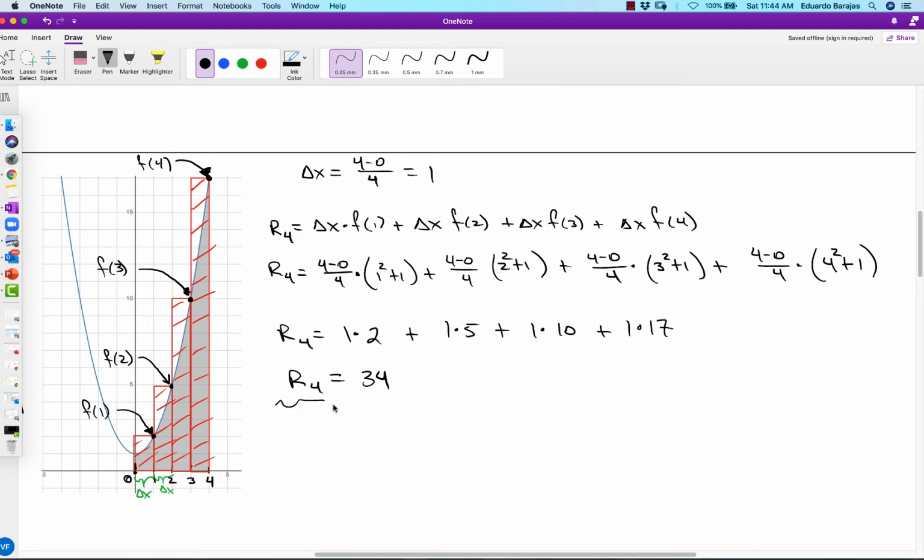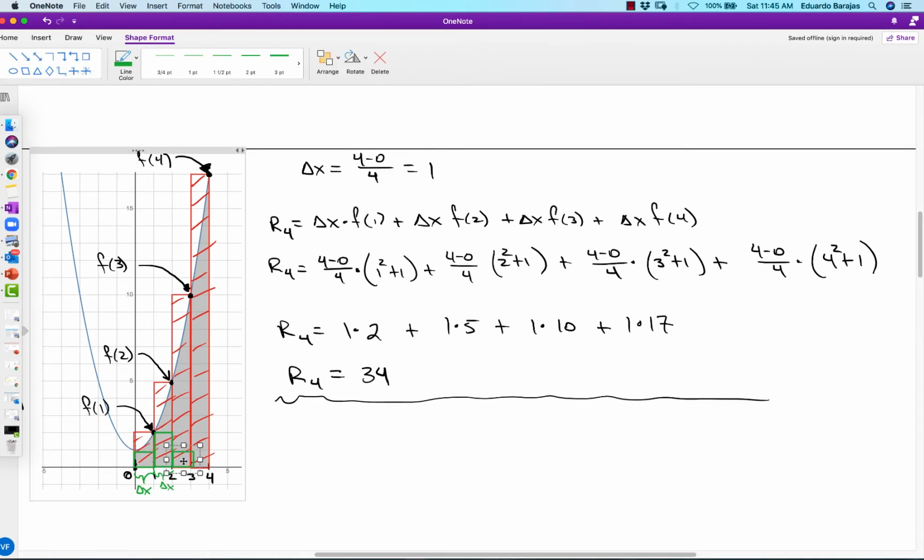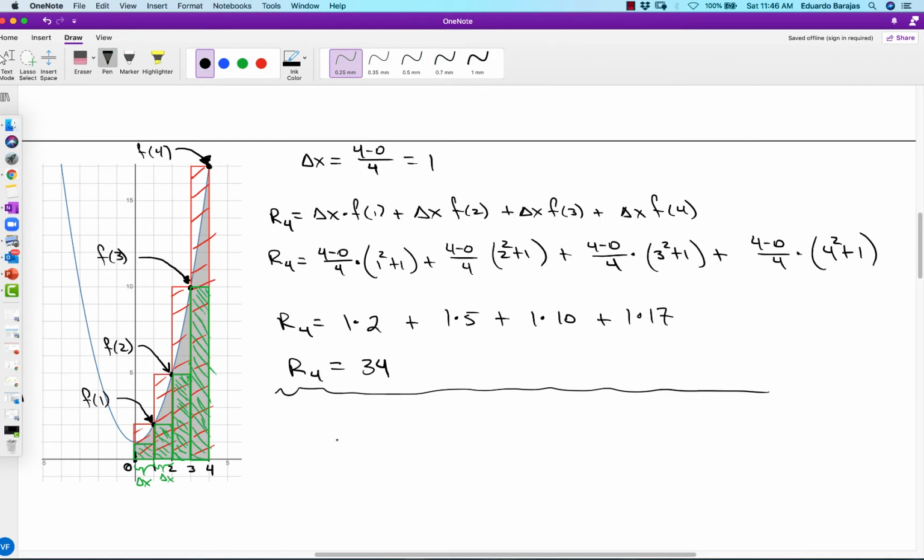Okay, now let's figure out the left side one. Let me insert all those left side rectangles. Okay, so L sub 4 is equal to delta x times f of... Now we're using the left edge for each rectangle. So for this very first rectangle, the left edge is 0, so we're going to use f of 0 for that first one. So this represents the area of that first green rectangle, plus delta x times f of 1, for the second rectangle, where the left edge is 1, plus the third rectangle, f of 2, plus the fourth rectangle, which is f of 3.